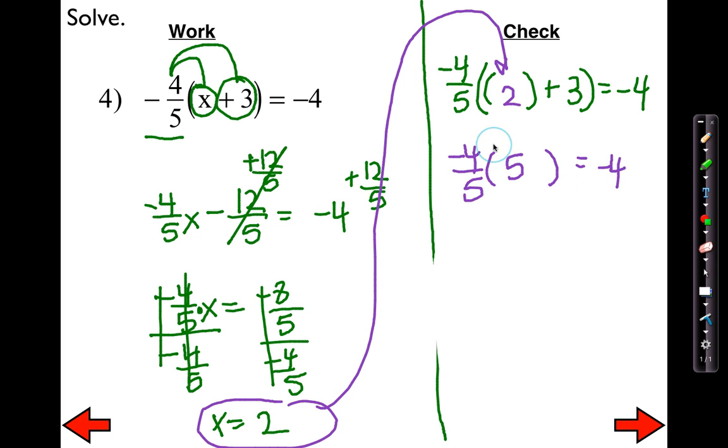Now, we're going to go ahead and simplify this. I'm going to put it over 1 so you can see these 5s cross cancel, which just leaves us with -4 equals -4. So it does check out. So I can confidently say that the solution to this equation is indeed x equals 2.